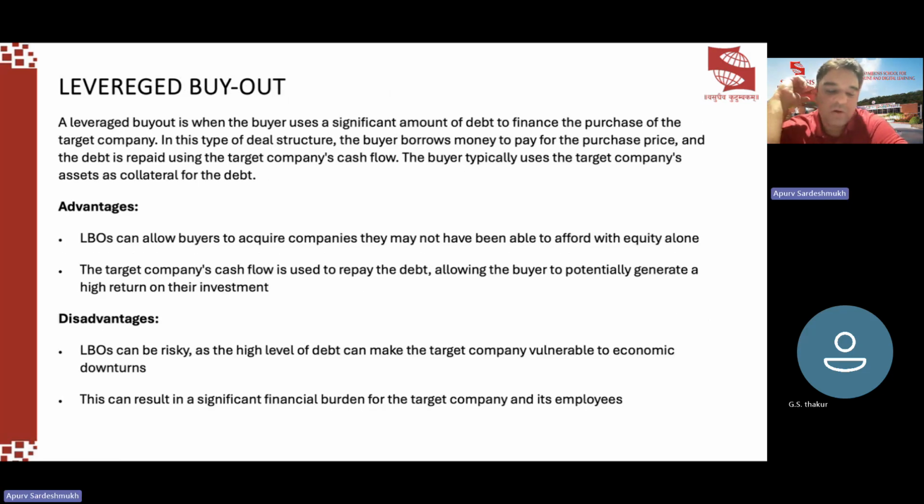Now, what is a leveraged buyout? We briefly touched upon it earlier. So, an LBO, or a leveraged buyout, is when the buyer uses a significant amount of debt to finance the purchase of the target company.